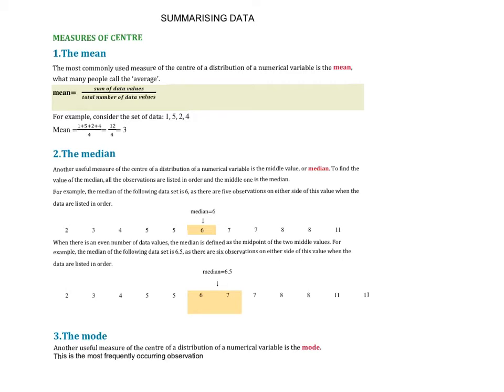Talking about our data, we often talk about the measure of centre. And there are three measures of centre that we're going to be looking at: the mean, the median, and the mode. Let's start with the mean.